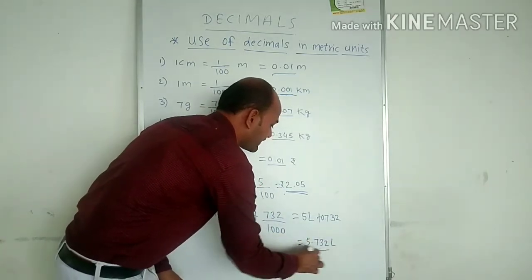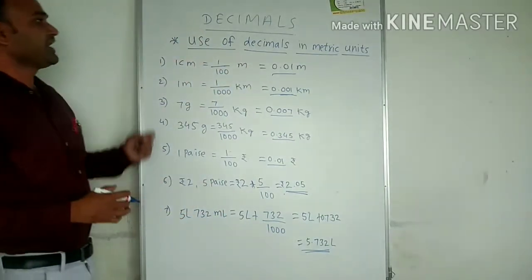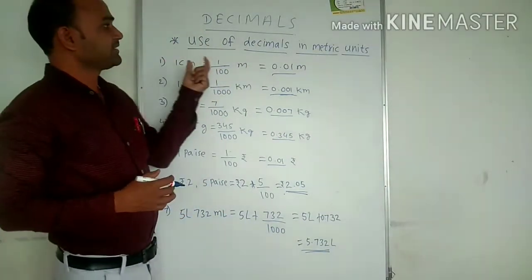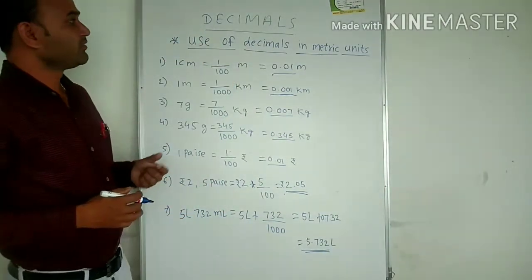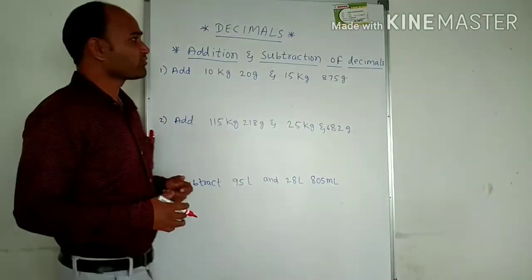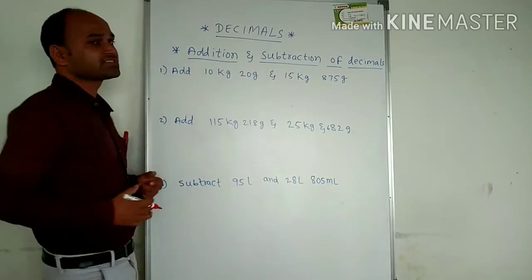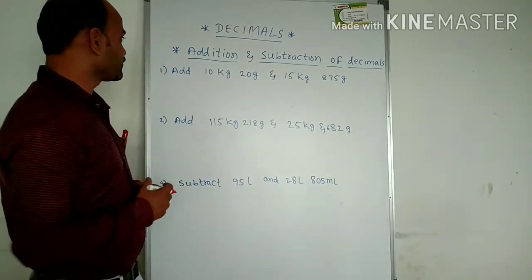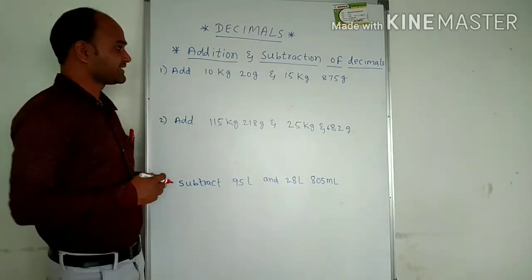5.732 liter we will get. So in this way we have to convert the decimals in metric units. Now we are going to see the addition and the subtraction of the decimals. Let me check how to add and subtract the decimal points.